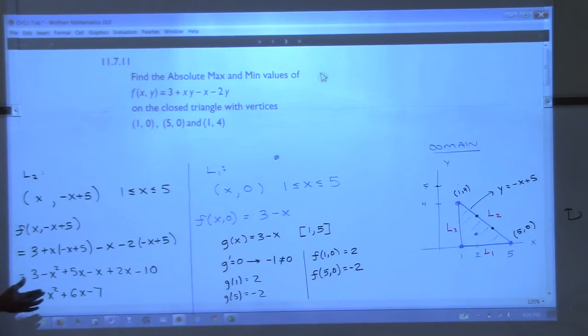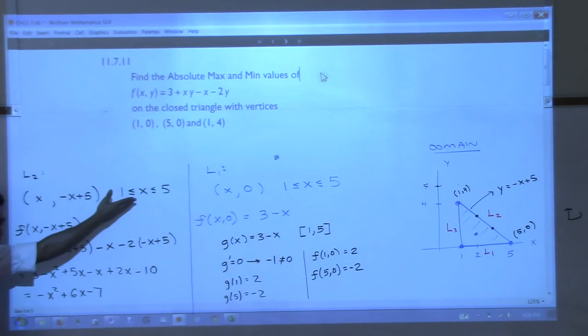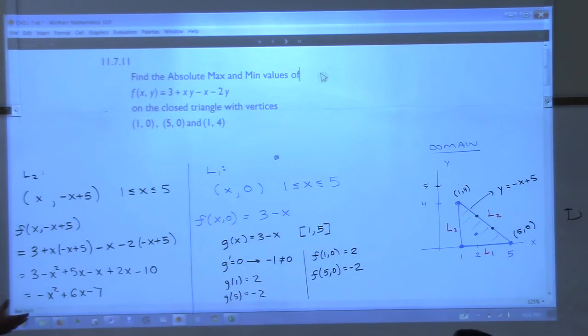So when all is said and done, if I want to move along L2, it really comes down to trying to find the absolute max and min of this parabola on that closed interval, which means we're in Cal 1 again, right? So I'm going to take the derivative of that now, set it equal to 0, and then I'm going to take the two endpoints and plug them into the function.